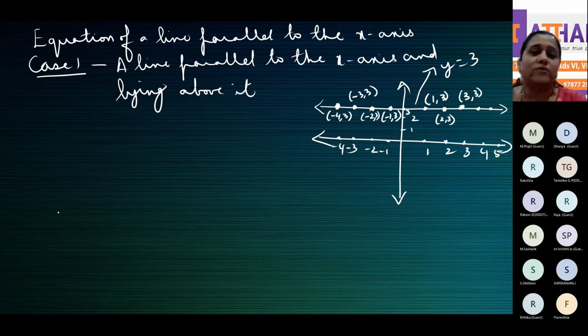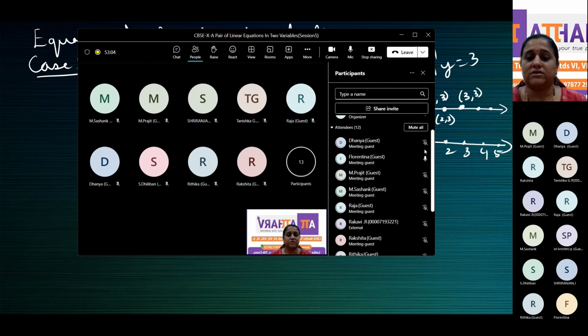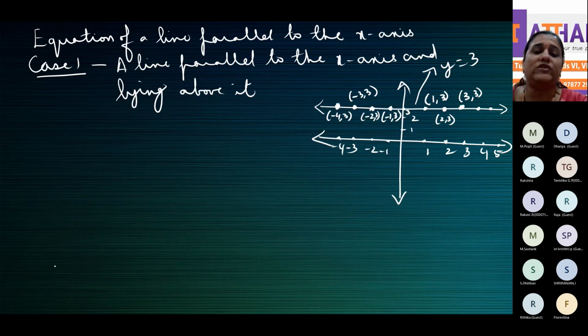Like we say the general form of a pair of linear equations. Let me ask somebody now. Danya, tell me the standard form of a pair of linear equations in two variables x and y. Quick.